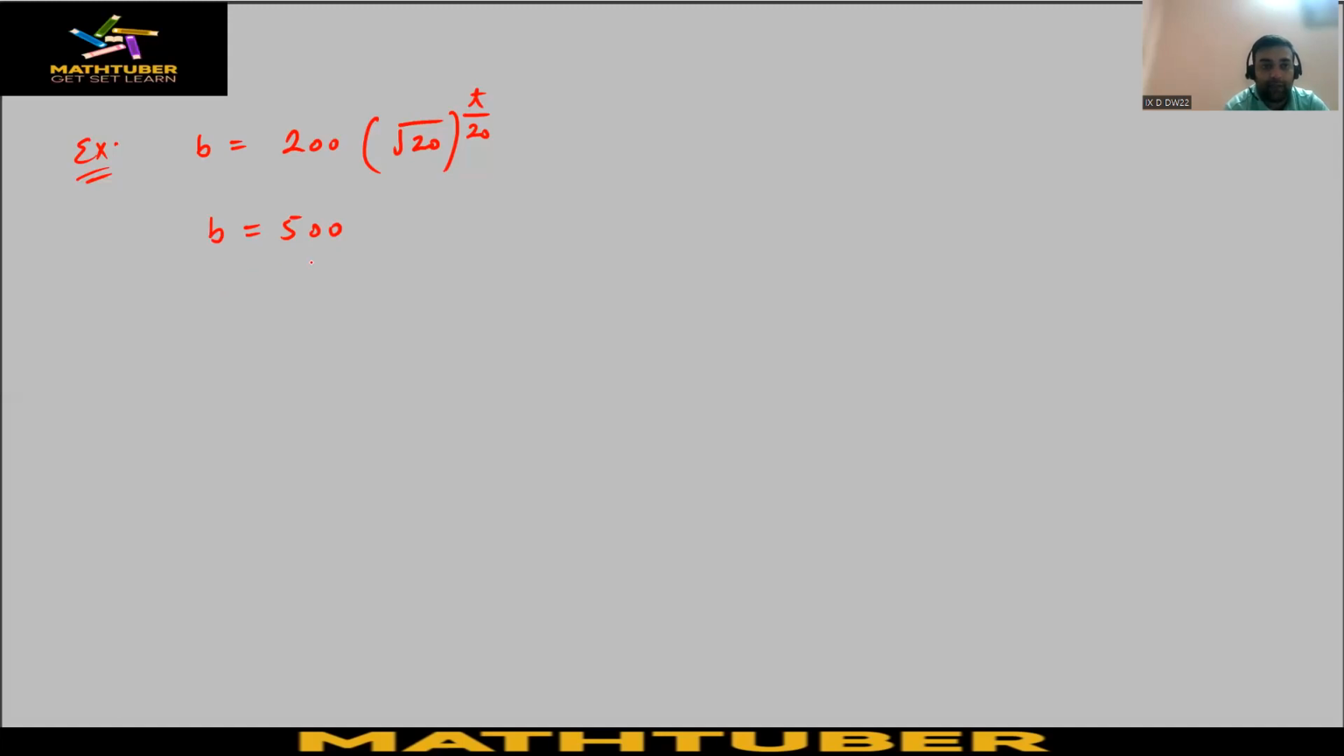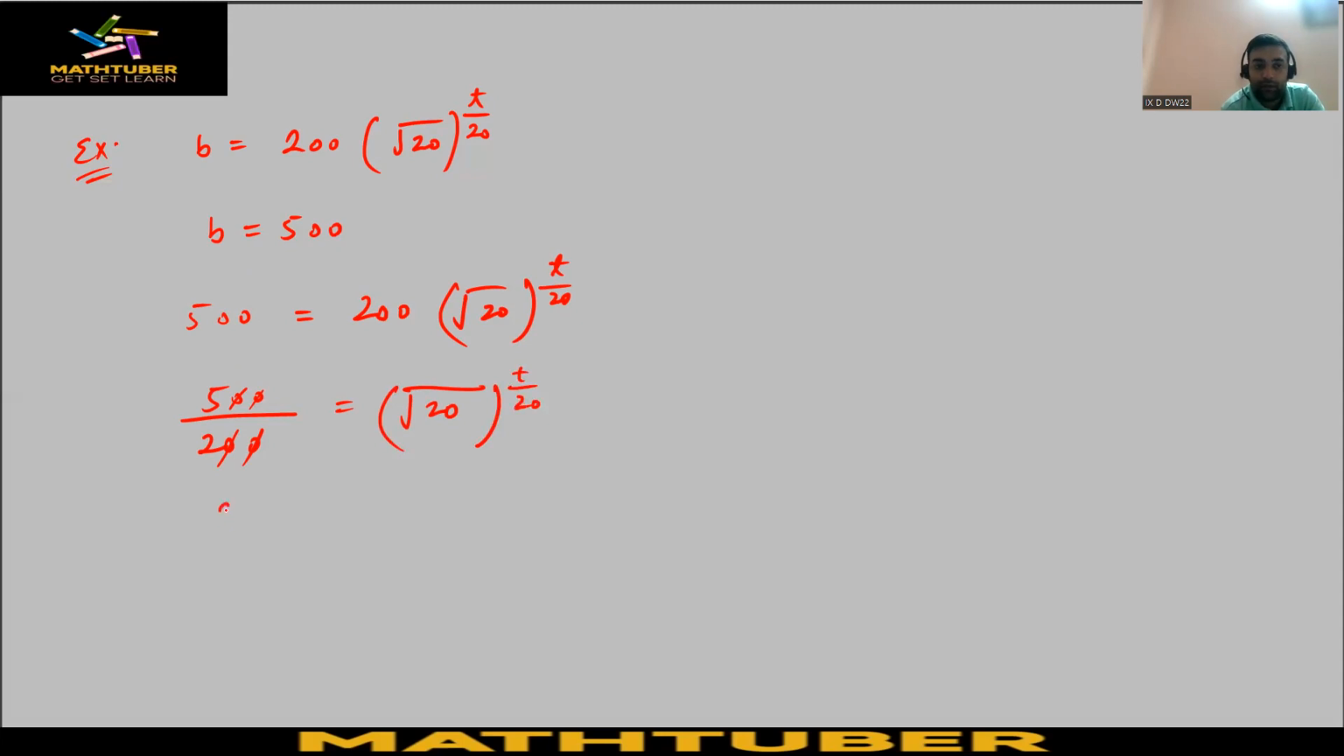So if B is equal to 500, then 500 will be equal to 200 under root 20 raised to power t by 20. So 500 upon 200, the zeros will be cancelled. So 5 by 2 can be written as 2.5, and square root of 20 can be written as 20 raised to power 1 by 2, whole raised to power t by 20. So this can be written as 2.5 equals 20 raised to power t by 40.